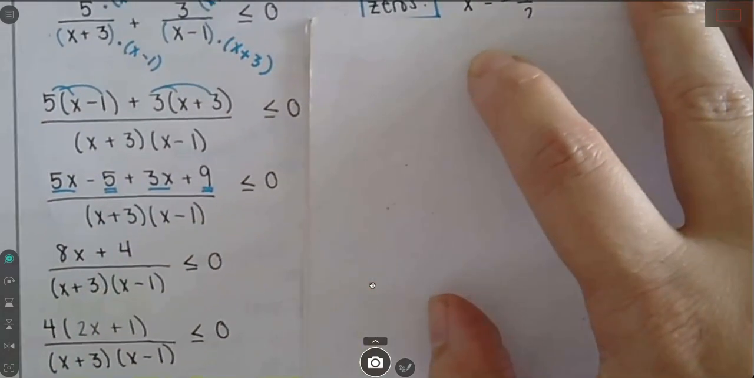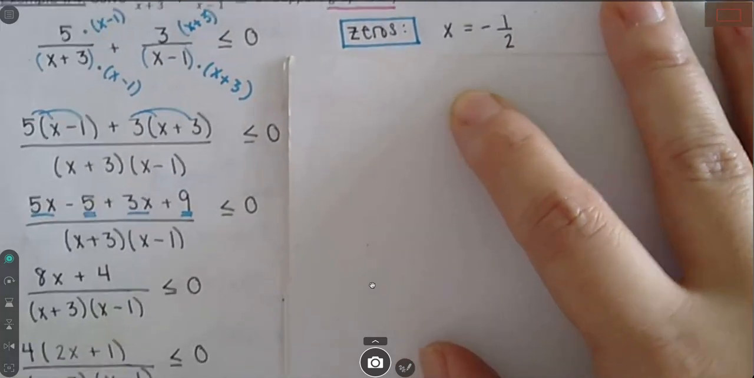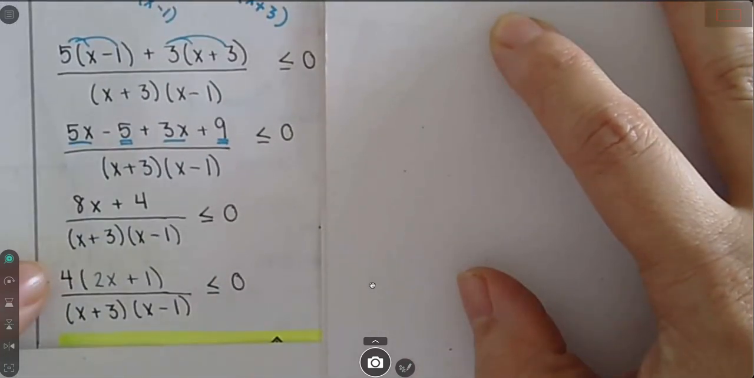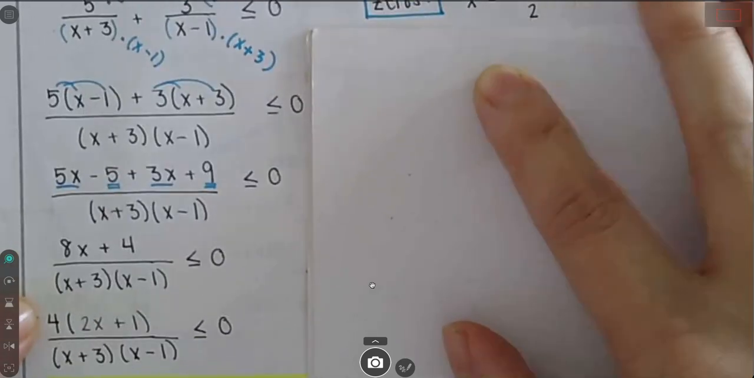So you're going to make a list of all the zeros. In this case, there's only one zero, just negative 1/2. Are you guys all able to do that mentally? Get the 0 in the numerator? No? Yes? Maybe? Okay. So if you set this equal to 0, you end up with x equals negative 1/2.